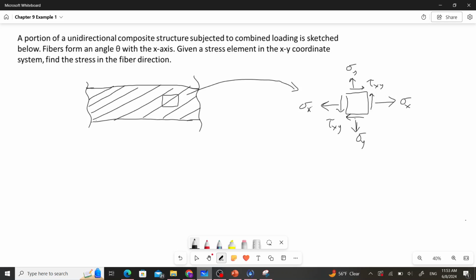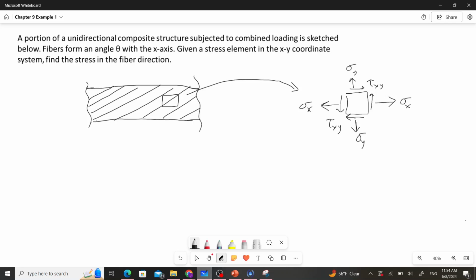Okay, in this problem, the goal here is to get some familiarity with how to use the equation for doing a stress transformation. So we'll see that it's actually pretty straightforward to use this equation. This example is a good illustration of how the equation is used and what each of the terms in the equation mean.